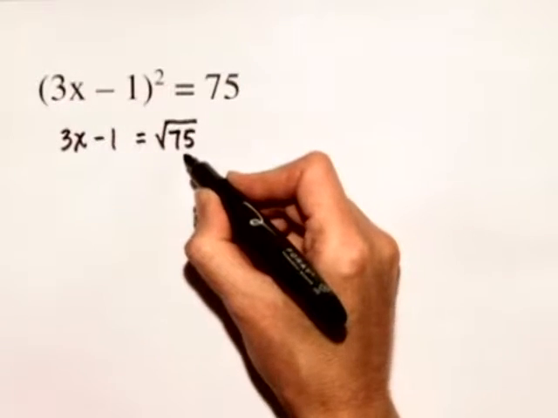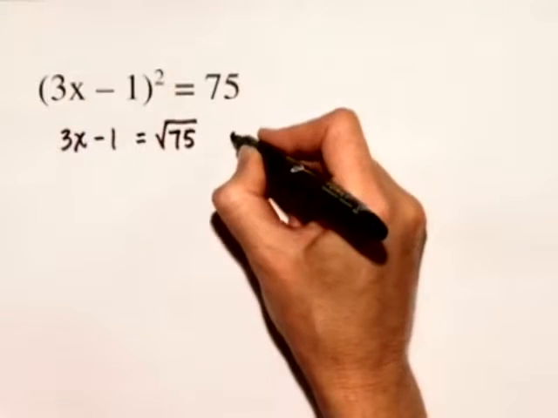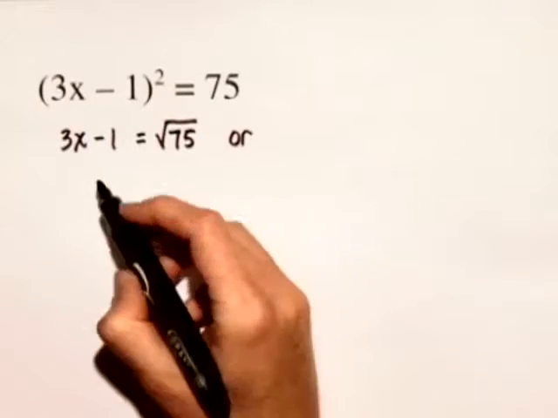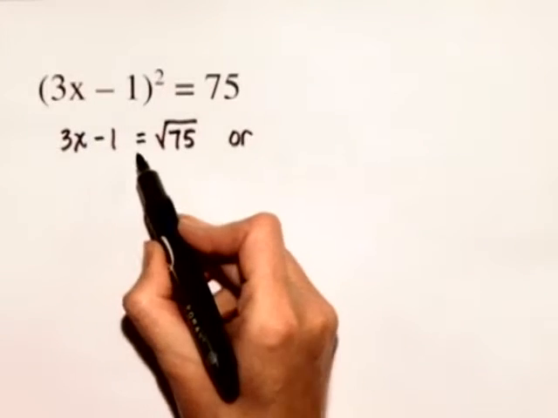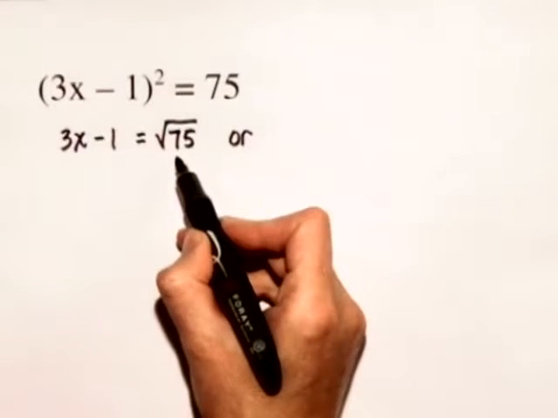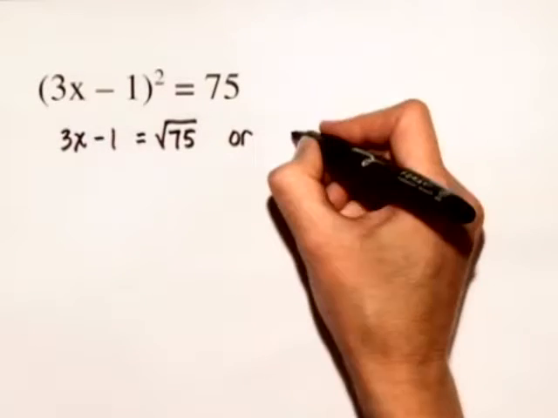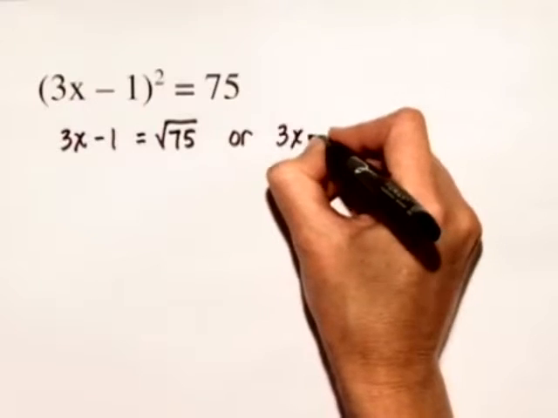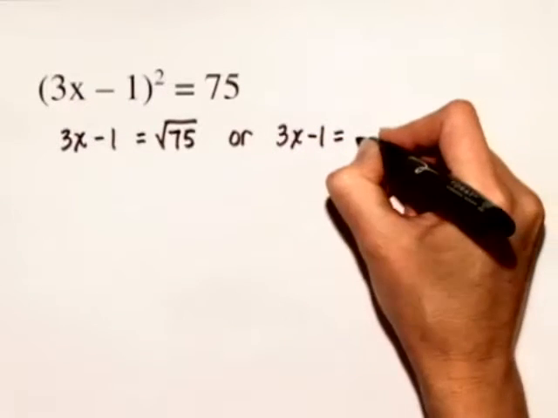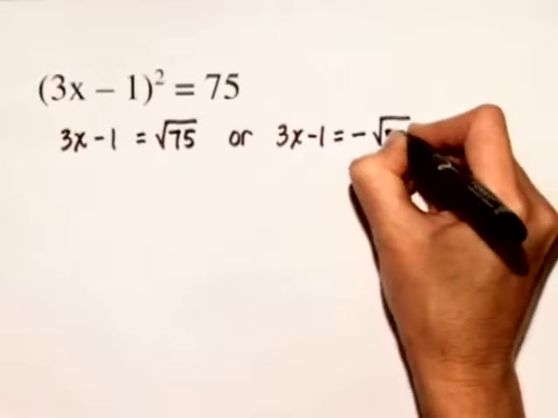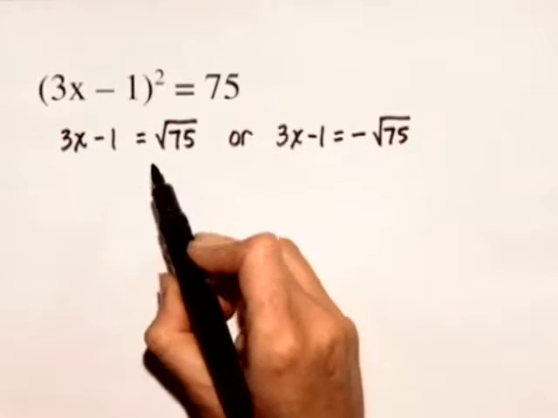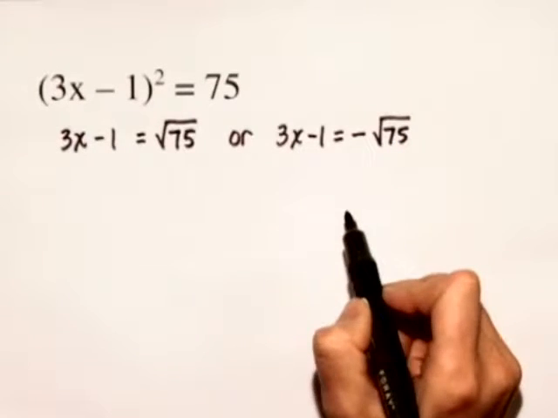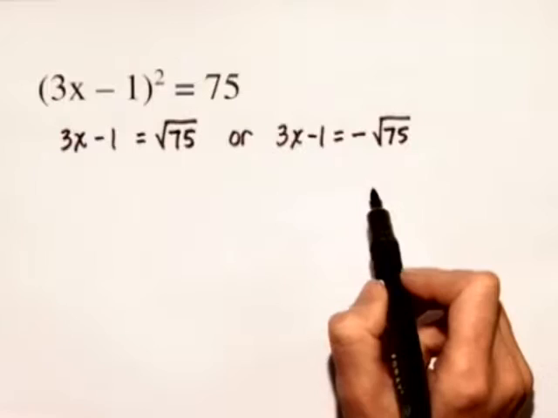But remember, when you apply the square root property, you really have two equations. We have 3x minus 1 is equal to the positive or the principal square root of 75, or 3x minus 1 is equal to the negative square root of 75. It's important to take both the positive and the negative square root of that constant term.